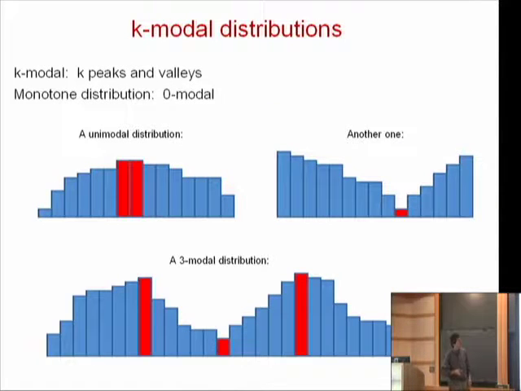OK. So more specifically, the talk's about k-modal distributions. What's a k-modal distribution? Well, it's just one where you look at the histogram, and it's got like k peaks and valleys. This would be an example of a unimodal distribution. This would also be an example of a unimodal distribution.